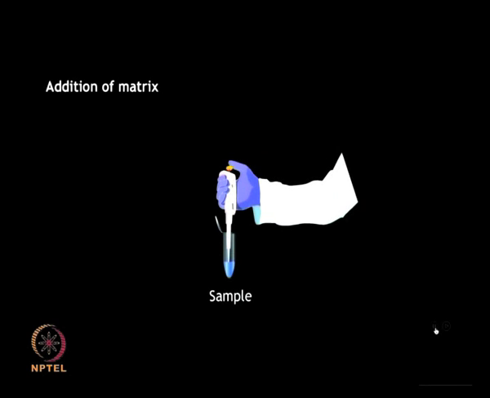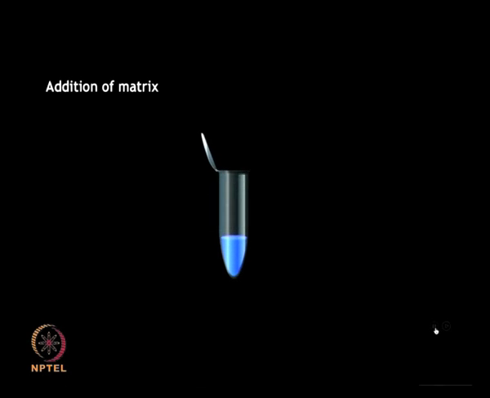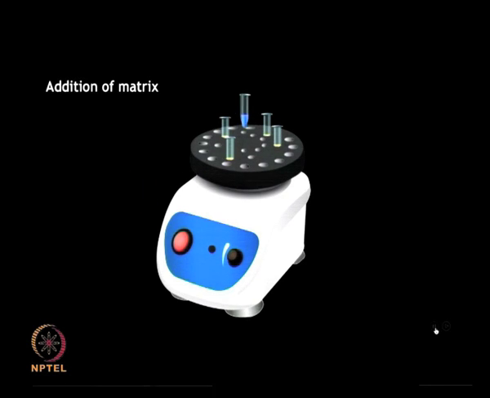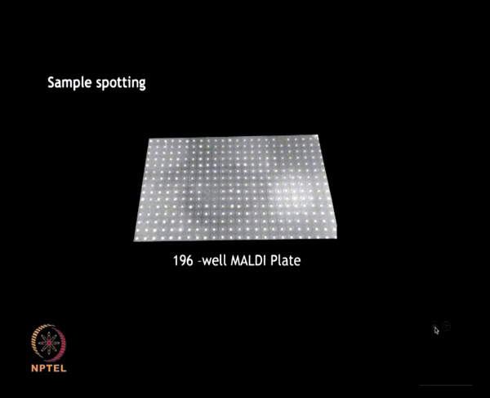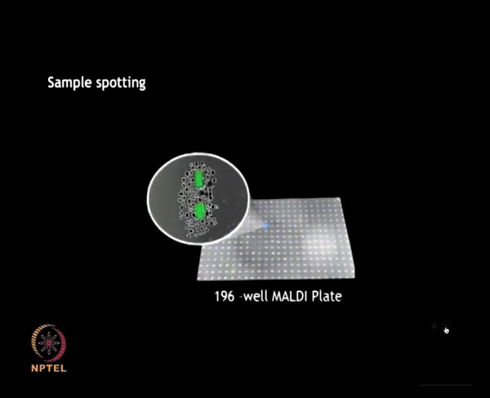The purified protein sample can be mixed with an aromatic matrix compound such as alpha cyano 4 hydroxy cinnamic acid or sinapinic acid in the presence of an organic solvent. The components are mixed thoroughly, and then the solution containing the organic matrix with the embedded analyte of interest can be spotted onto a metallic MALDI sample plate. MALDI gives you an opportunity to analyze a large number of samples in a high throughput fashion.